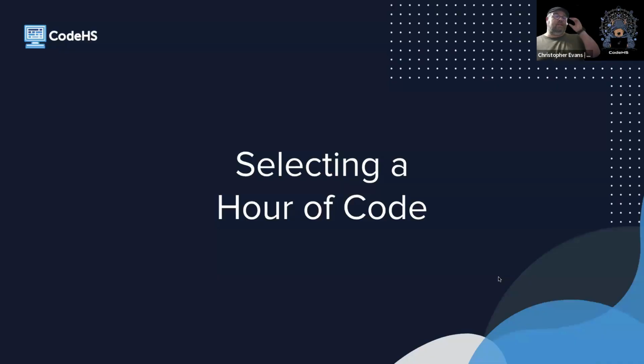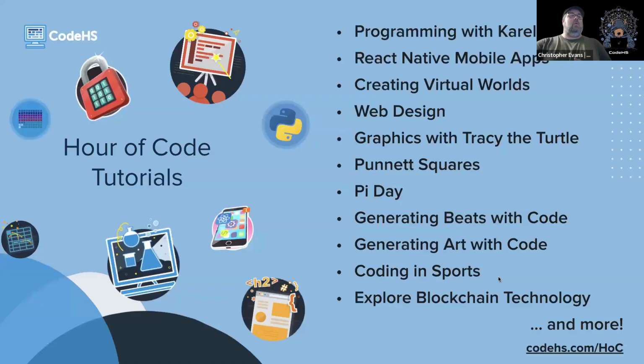So how do you select an hour of code? We have a full library of hour of code activities. We have programming with Carol the dog. Carol the dog is our mascot. That is a very beginning level activity. They can be used with block code or text-based code, and it's a little cartoon dog that the students send on different little activities and missions and things like that.